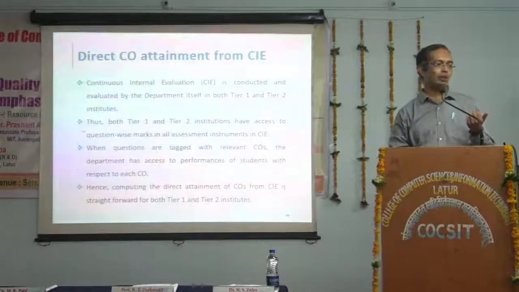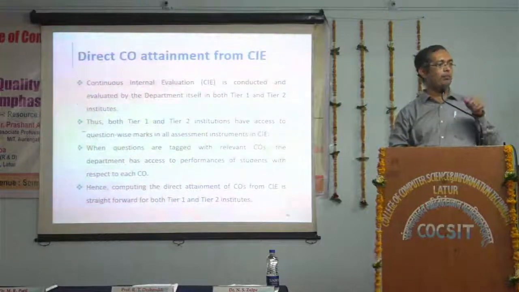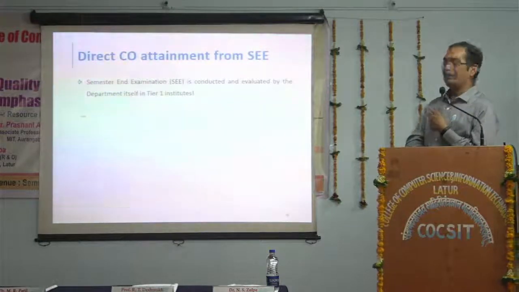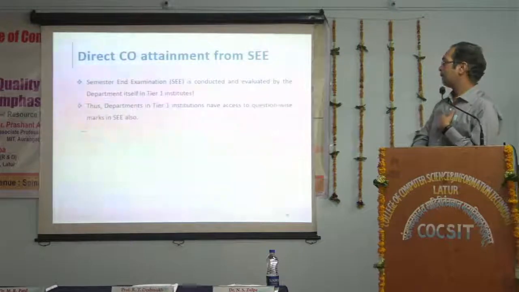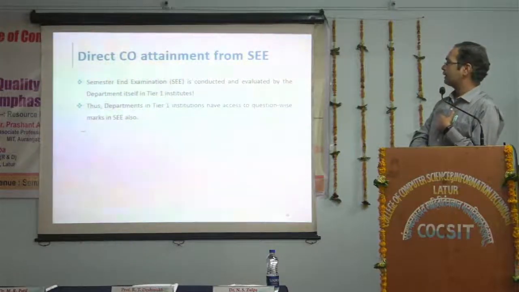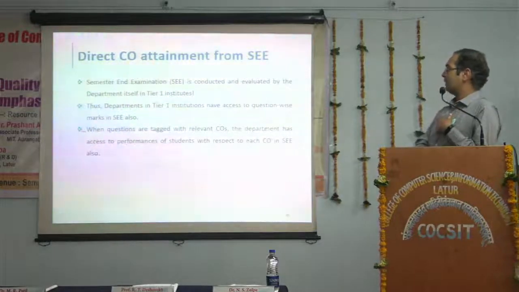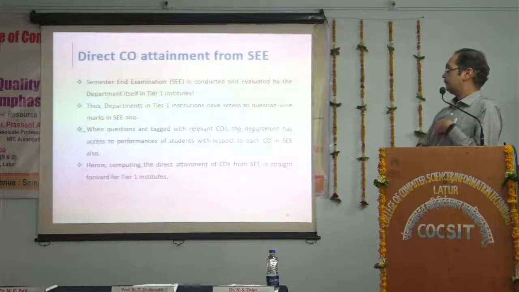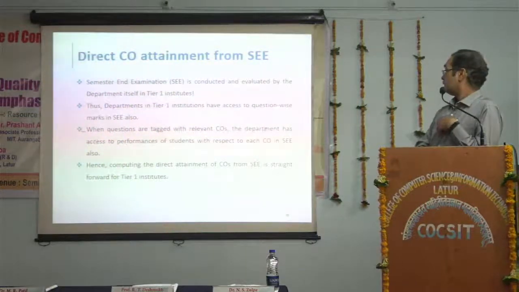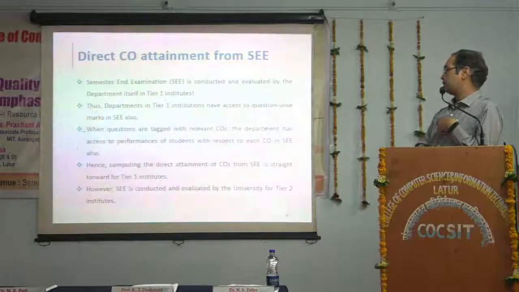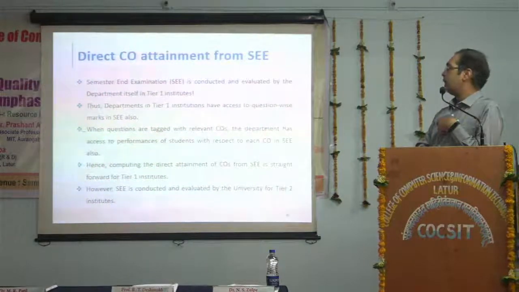It is fine with autonomous because we get the question wise marks, right? So in the semester examination, it is not a problem with tier 1, because the departments in tier 1 institutes have access to the question papers, so we don't have a problem. So when the questions are tagged with the relevant COs, the department has access to the performance of the students with respect to each CO. Right, so hence computing the direct attainment is easy. But what about the end semester exam which is done in tier 2?